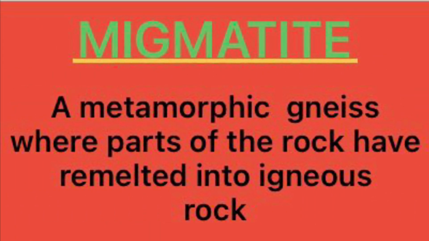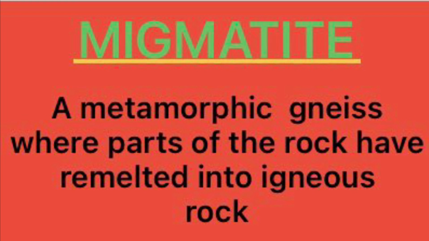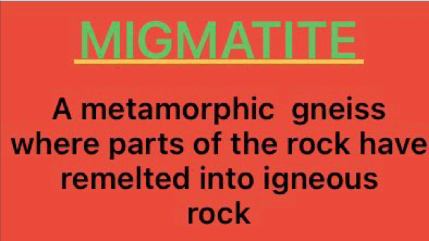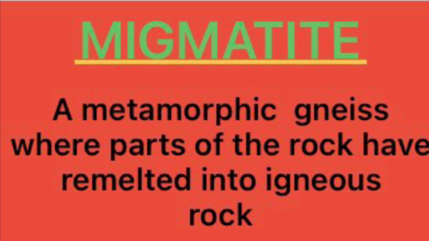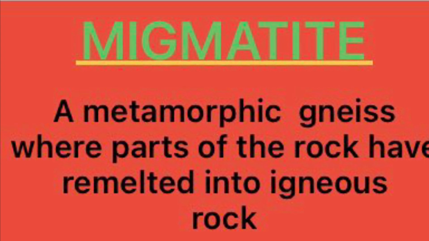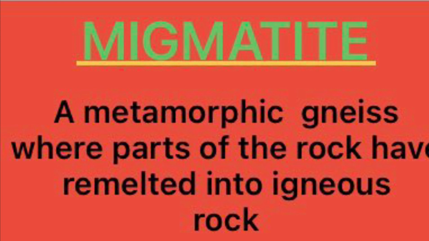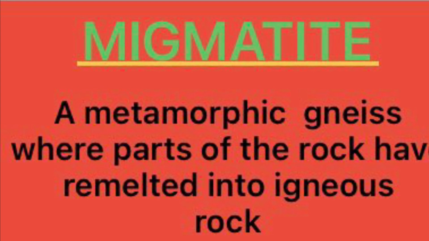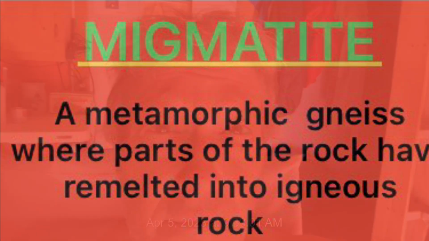Our next funky term is MIGMATITE. That is where a metamorphic rock like a granite gneiss has been subjected to so much heat and pressure that some of the gneiss remelts into igneous rock like granite. So you have two kinds of rock in a MIGMATITE.